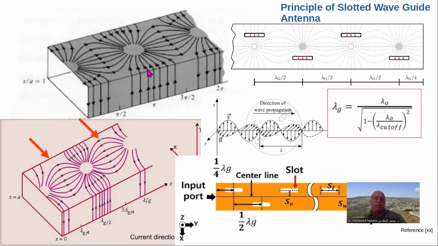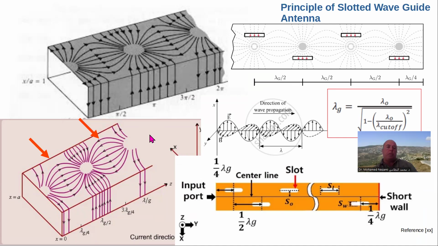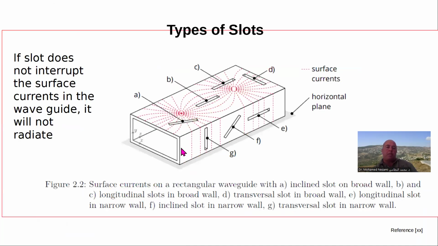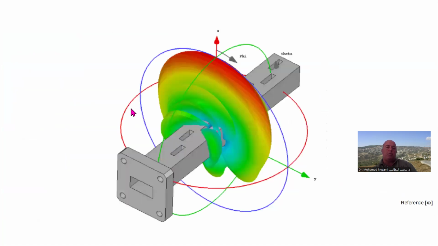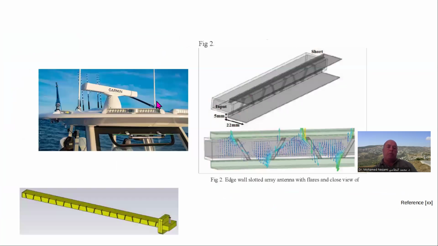We showed the principle of the current and where the slots are, why the slots are placed at a specific half wavelength from each other, and why from the side, a quarter wavelength from the shorter side. And then we showed the various different types of slots and why some do not radiate, because obviously they don't intercept the current flow. We showed the broad wall and the narrow wall, different polarizations for vertical and horizontal. We showed that the radiation pattern usually is basically orthogonal to the axis of the broad wall, which makes it pretty neat.